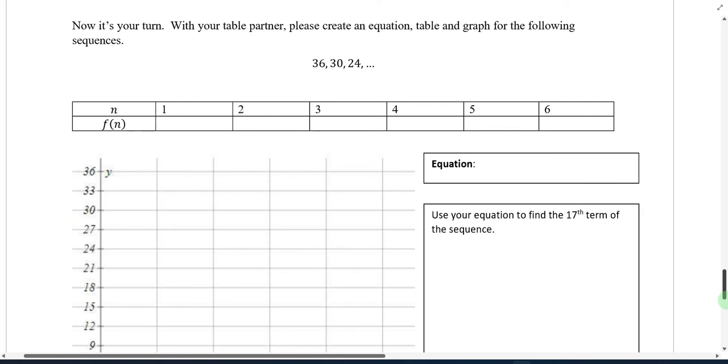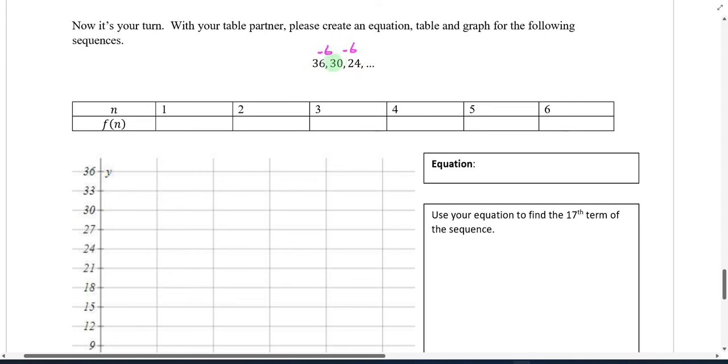All right, welcome back. So hopefully you gave these problems an attempt. So let's see what we come up with here. So again, the first thing you should do is always just identify the pattern that's going on here. So if I'm looking at this 36 to 30, then 30 to 24, we are subtracting 6 each time, right? 36 minus 6 is 30, 30 minus 6 is 24.